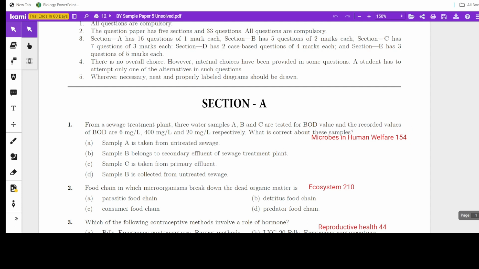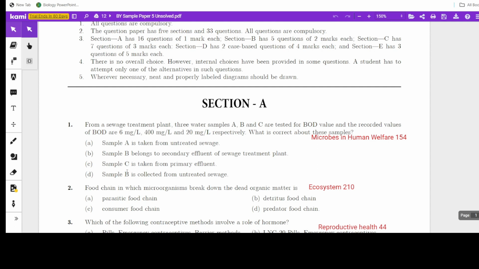Now, among the 4 statements given, which is the correct statement about these samples? Let's say the first statement: sample A is taken from the untreated sewage. No, they have treated it well. That's why the BOD has reduced. So, less BOD, less pollutants. Keep that in your mind. Sample B belongs to secondary effluent of sewage treatment plant. No, because comparatively, sample B has more BOD. The BOD value is high, so it is not the secondary effluent. It may be the primary effluent.